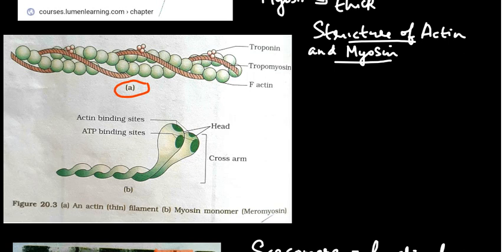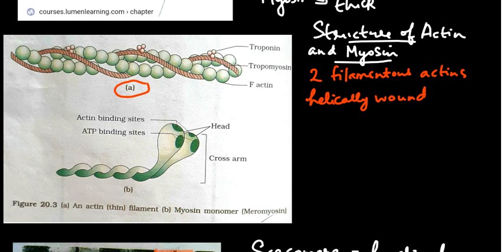So the actin consists of two filamentous actins, and they are helically wound upon each other. And each of this filamentous actin, that is each of this F actin, we see in the diagram, is made up of globular proteins. So the monomers are globular.